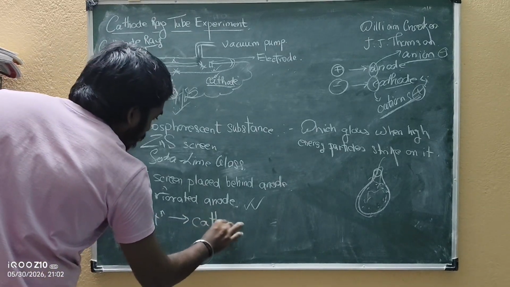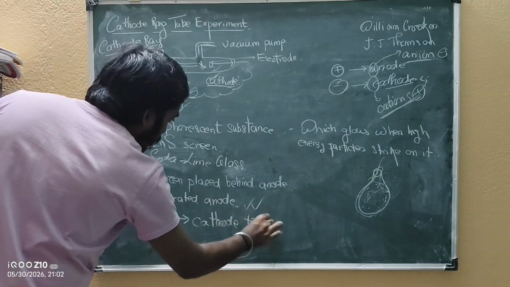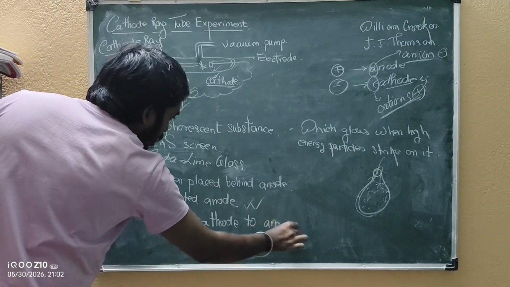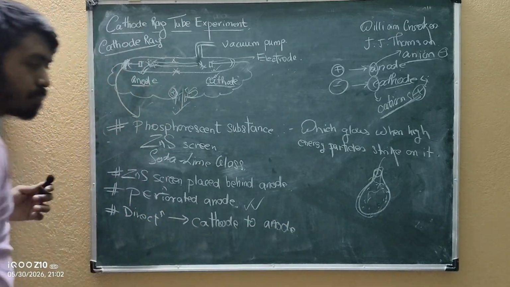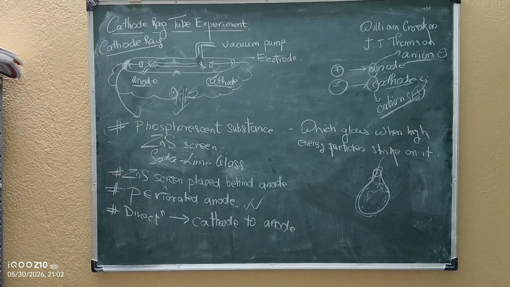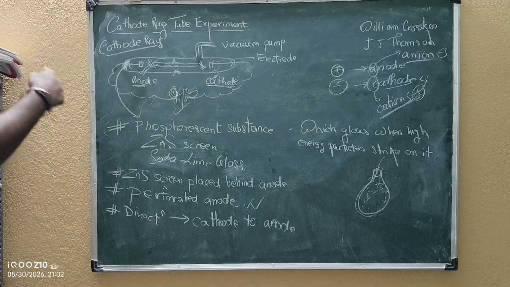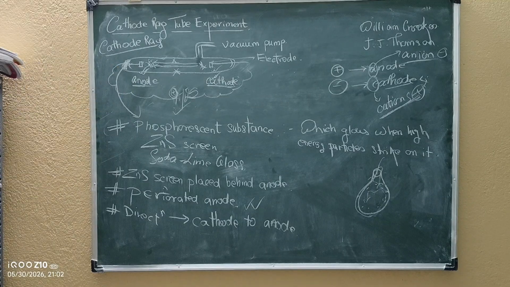Cathode to anode, because cathode is negative to positive. Negative to positive only it will go, because it's a negatively charged ray. It will go towards the positive plate. So negative to positive, or the cathode to anode, is the direction of the cathode ray.